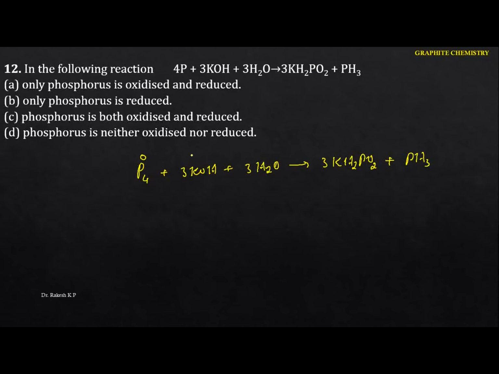The oxidation state will be 0, but if you calculate here, you're going to get +1. Here what you can identify is -3. The same element, just go to this one. So 0 to +1, and also 0 to -3. That means what you can identify: phosphorus is both oxidized as well as reduced. This is one of the examples of disproportionation reactions.